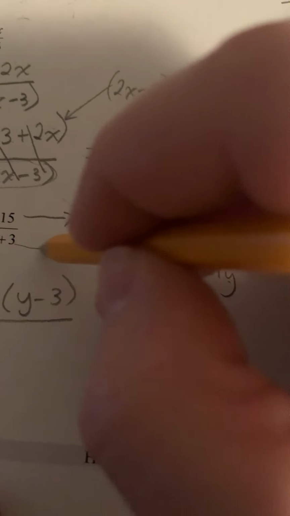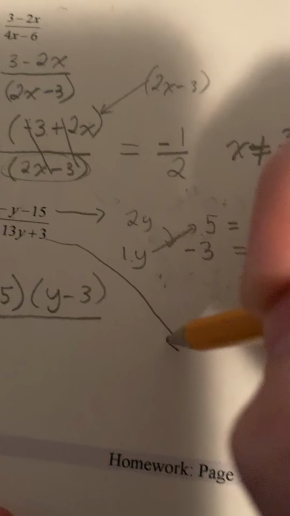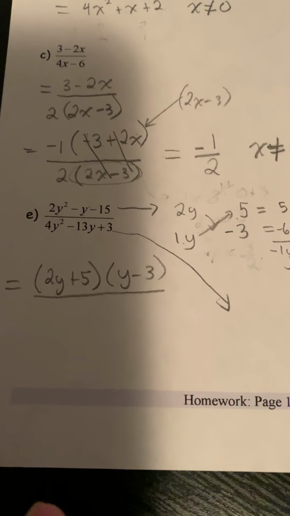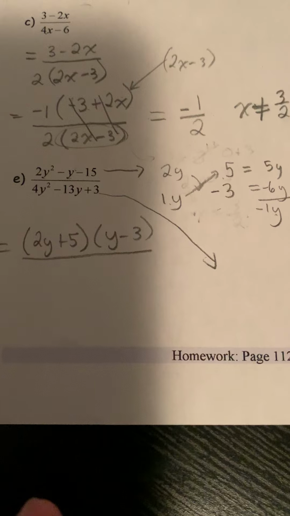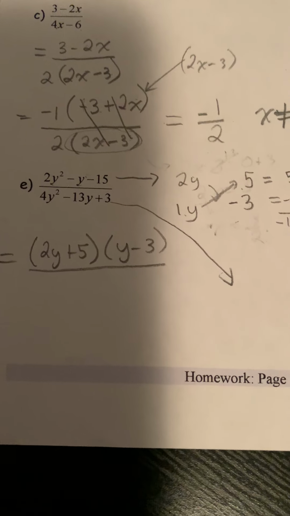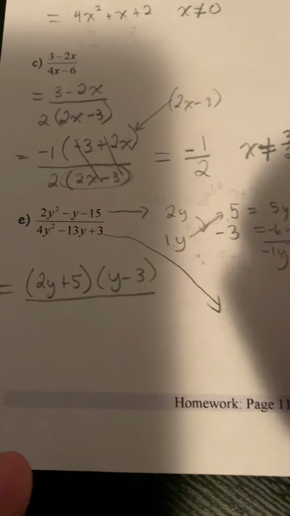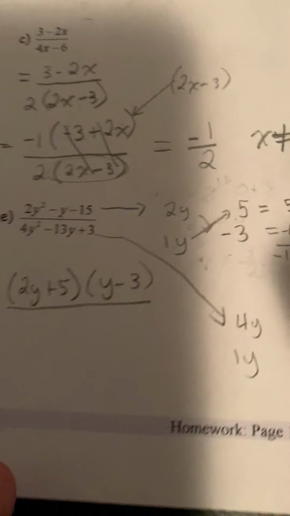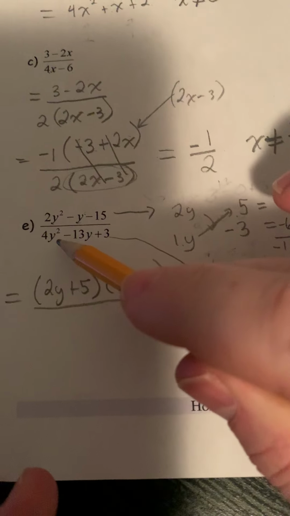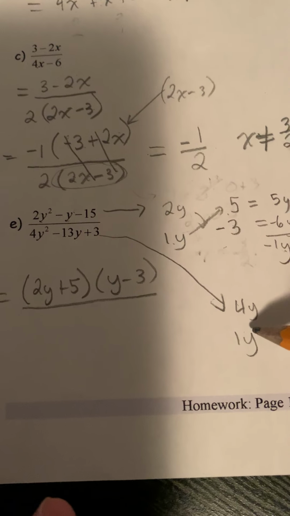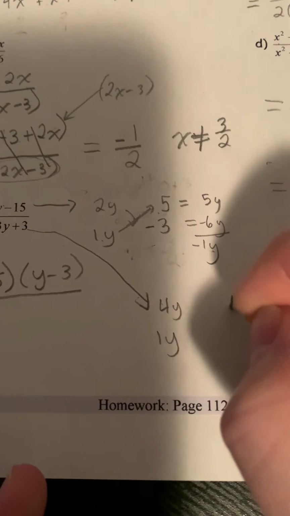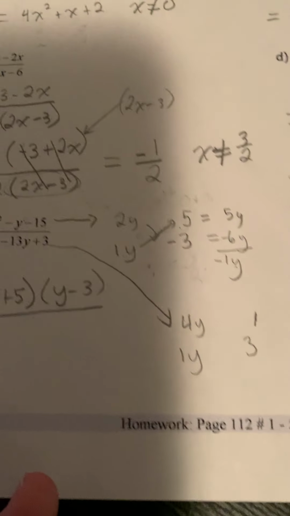Now let's factor the denominator. Okay, so 4y squared. If you do 2 and 2, it's not going to work, just by looking at it. So what I'm going to do is 4y and 1y. So I'm going to break 4y squared into 4y and 1y. Now I'm going to break the 3 into 3 and 1, or in this case, 1 and 3.